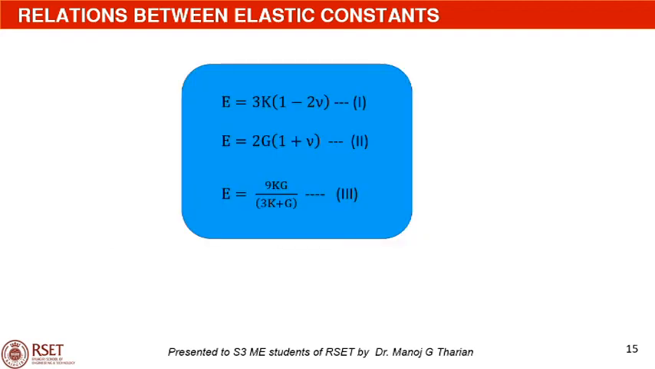Thus, the three relationships which connect the four material properties E, G, K and nu are E is equal to 3K into 1 minus 2 nu, E is equal to 2G into 1 plus nu, and E is equal to 9KG divided by 3K plus G. For an isotropic homogeneous material, using these three relationships, if two material properties are given, the third and the fourth material properties can be found out.